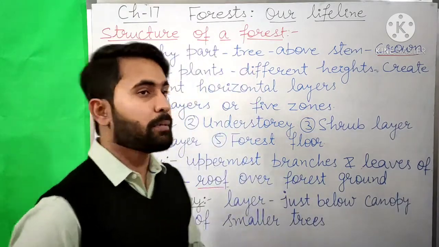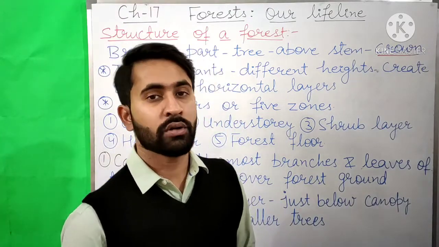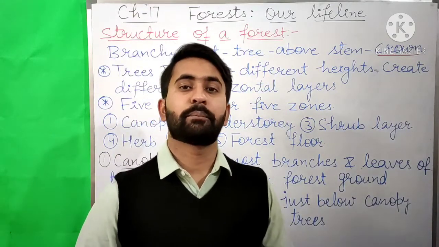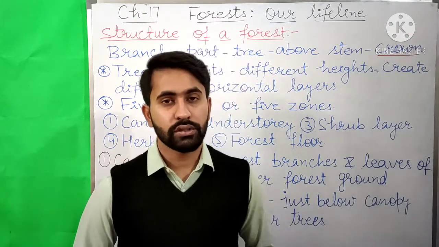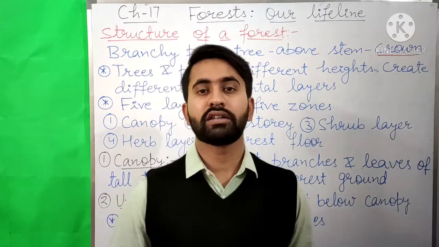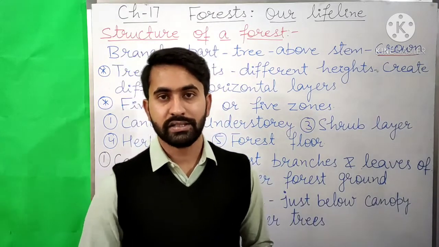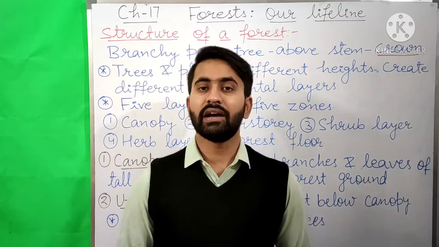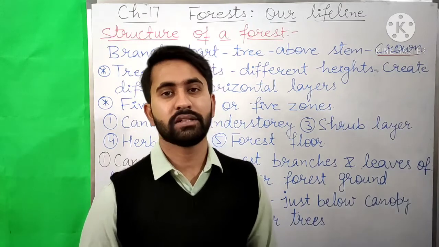The branchy part of a tree above the stem is known as the crown of a tree. Crown of a tree means the branchy part that is above the stem. The crown includes the upper part of the tree which has all the branches and leaves of a tree. Different types of trees have different types of crowns, which have different shapes and sizes.